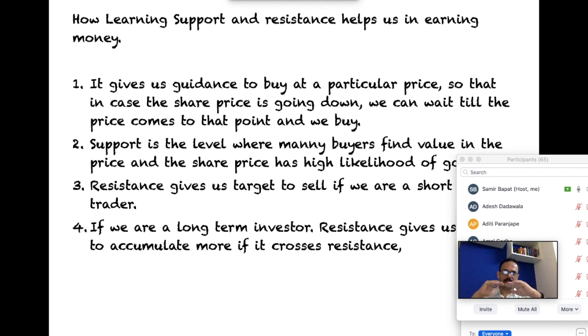So just remember, supports are where we are looking to buy because the price goes up from there, and at resistances, if we are short term, we would maybe sell it out, or may not accumulate further and see whether it is crossing that resistance or it may come down. So that is how we can make decisions between the support and resistance and earn from it.